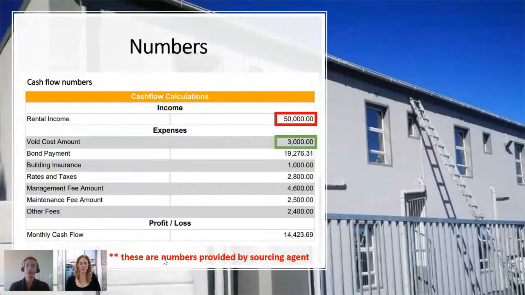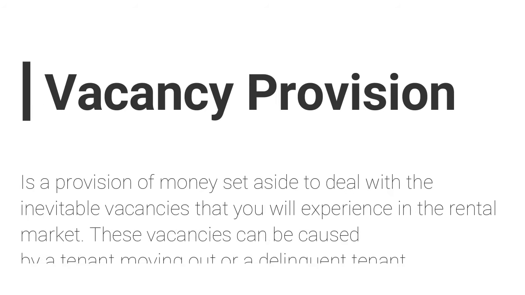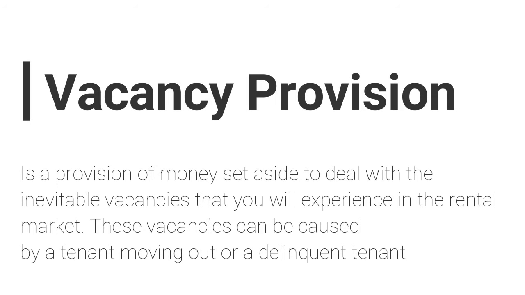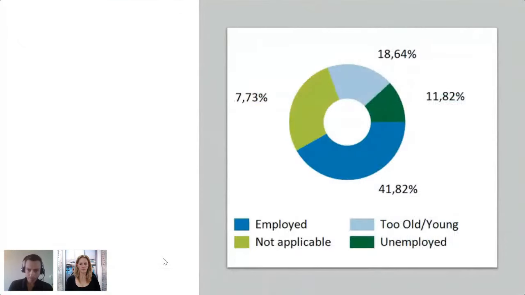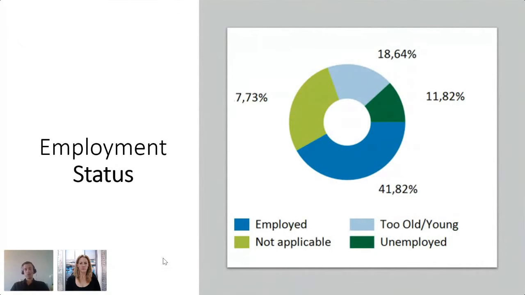Void, for those new to the game, is essentially a provision you put in place for the inevitable vacancy of a unit. Your vacancy could be based on delinquent behavior, or it could be just a tenant moving on. You need to understand what the risk in the particular area is so you can justify your provision. Now, going through the TPN investor report, there are some key statistics that really add to your decision making.